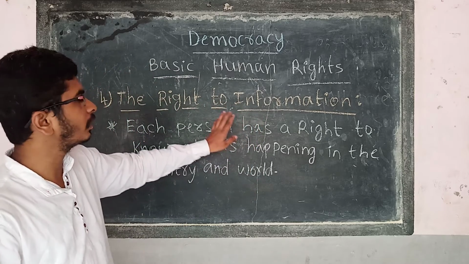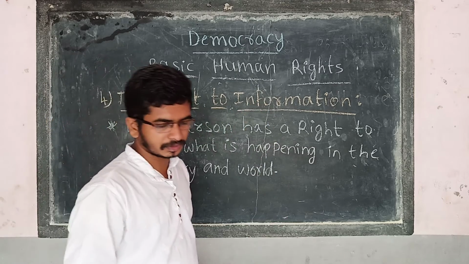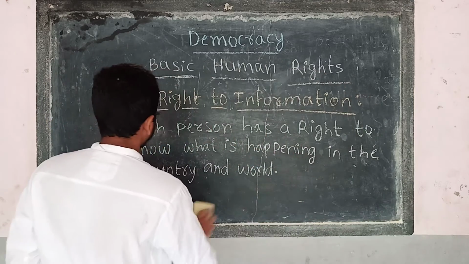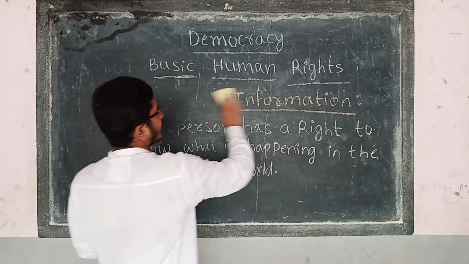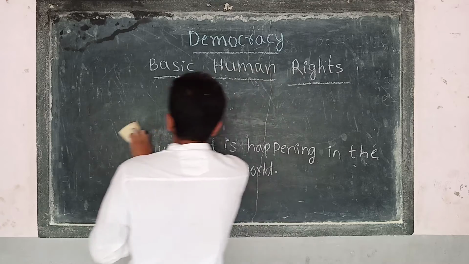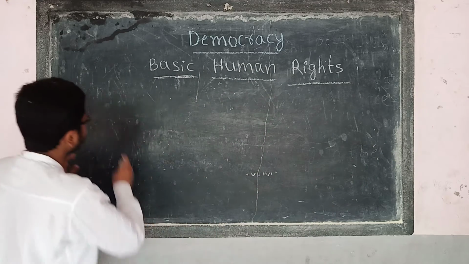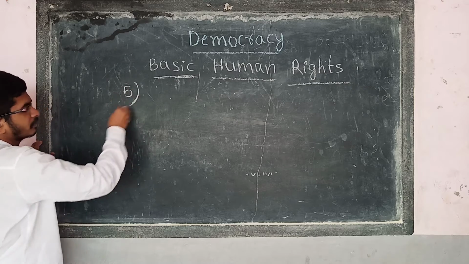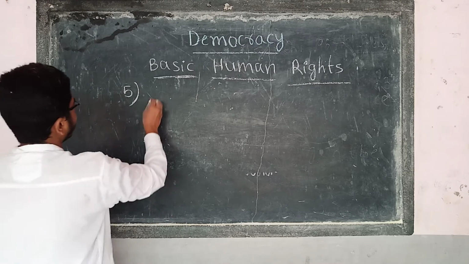Many people are not taking the information from the government, not applying for the right to information. Clear? Fourth is completed. Now we will learn about the fifth basic human right. So you continue in the book in the same way. Fifth one. What is the fifth one here? The right to travel and settle anywhere in the country.